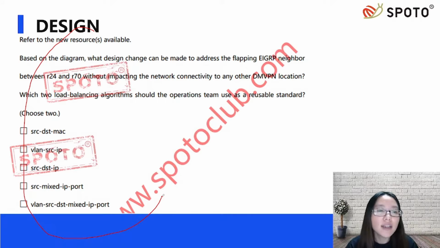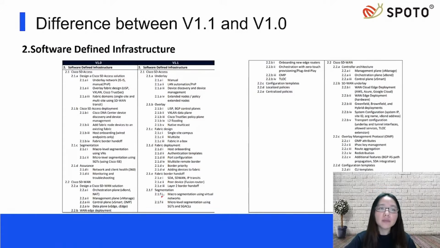If you want more demos about our new version 1.1 for routing, switching and SDN, you can contact our admin to get more details. Therefore, there is not much difference in routing and switching between the old and new EI Lab versions. Let me analyze the difference between the EI Lab test points before and after the question change.